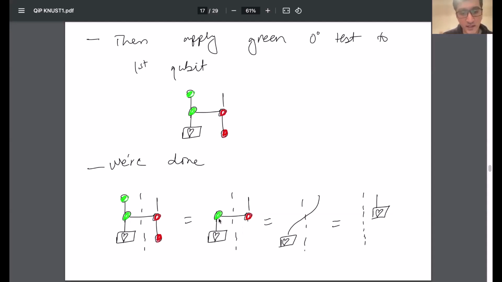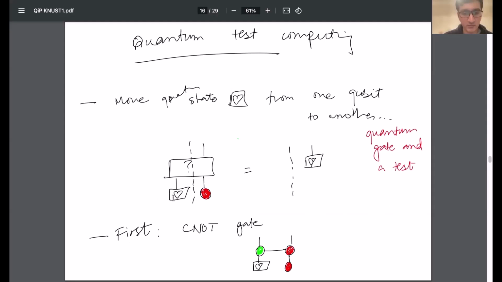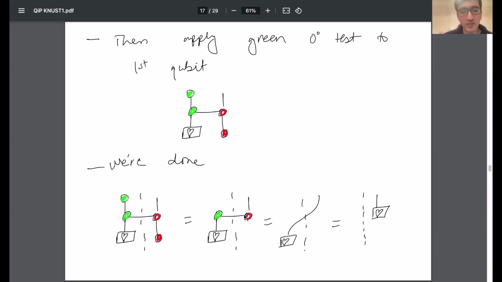We get this diagram. And you must have seen another rule which says that if you have a spider with two legs and zero phase, then that's essentially a wire. So this is a wire and this is a wire. We get this diagram, and again, we can slide this box. So we have achieved the original task of moving this quantum state or qubit from this wire to this wire. This is one example of quantum test computing or measurement-based quantum computing. It is quantum test computing because here a test is performed as part of the computation, or a test or a measurement is performed. It's the same thing.